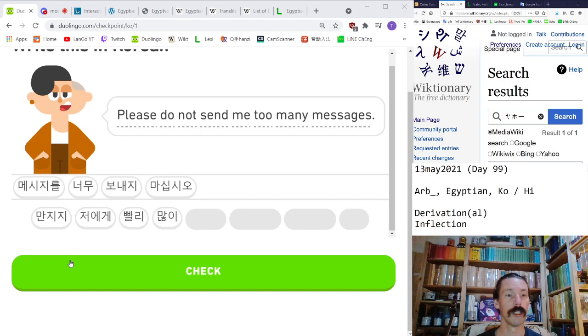Let's do a bit of Hindi. All right, I think that's the complete sentence. It's messages too many, sending do not do.